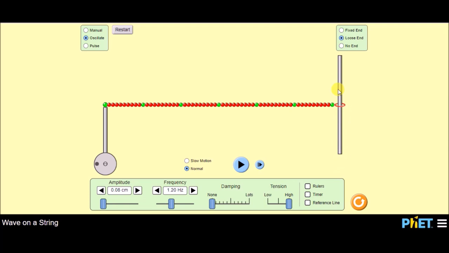And these are the one end free is this type of things, this will not be found in strings.